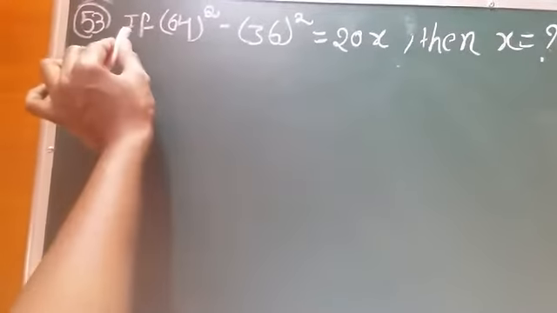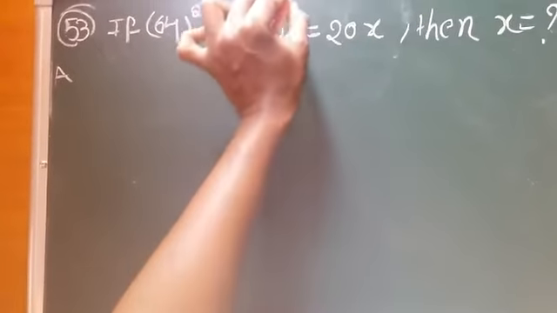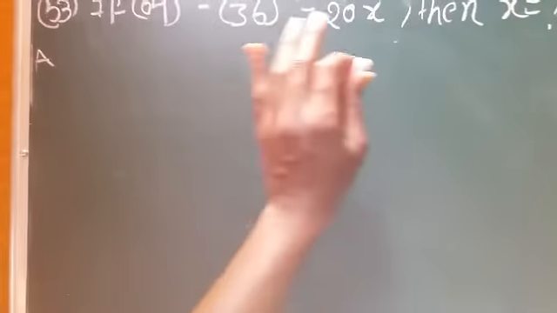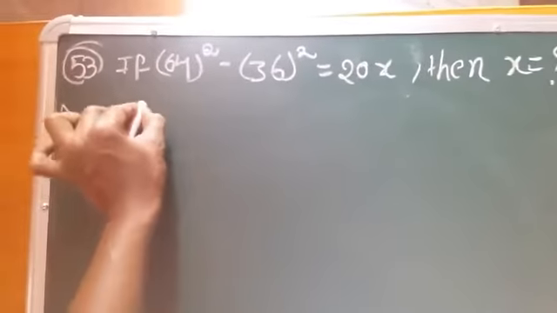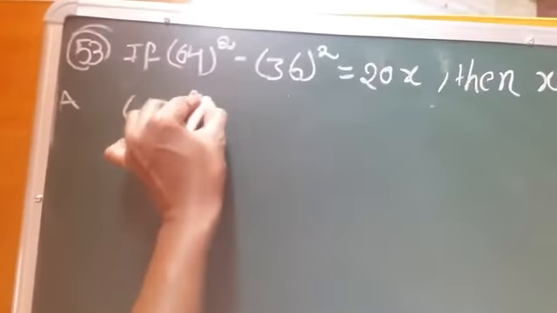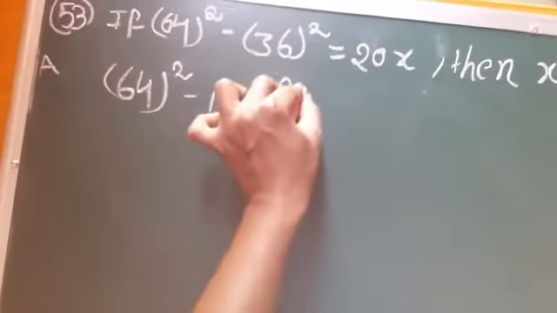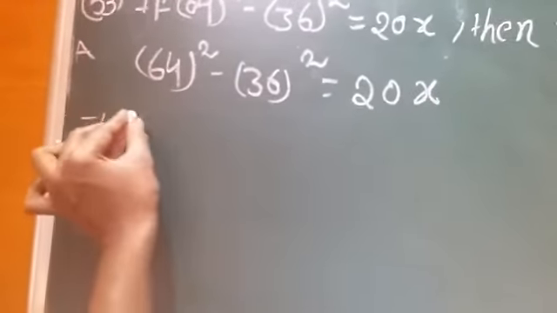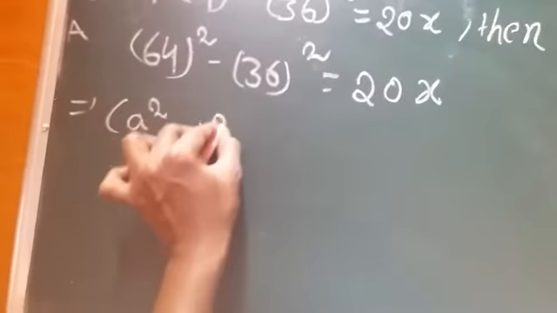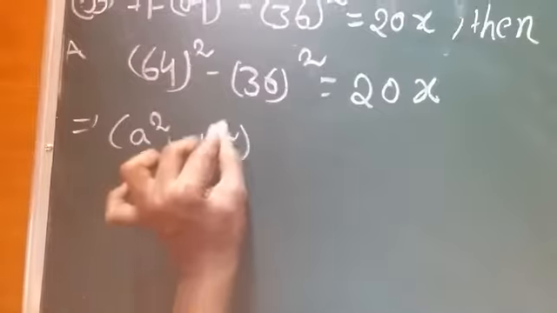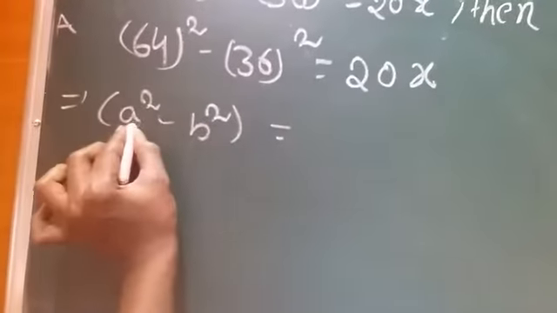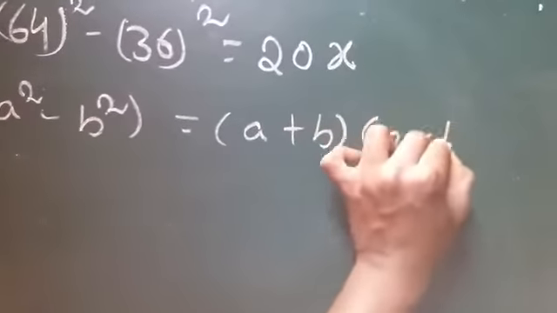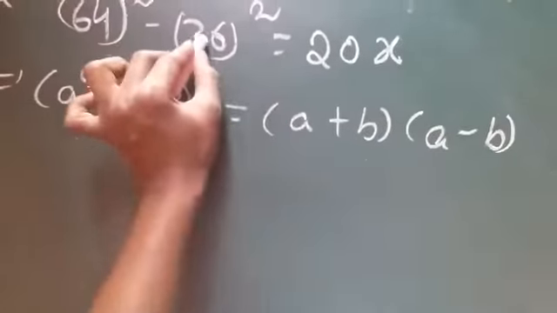See the next question. If 64² - 36² equals 20x, then what is the value of x? Here you have to find the value of x. Let us write the given data: 64² - 36² is equal to 20x. Observe this. This is in the form of a² - b², where a² means 64², b² means 36². You know the formula: a² - b² equals (a + b)(a - b). Here a is 64, b is 36.